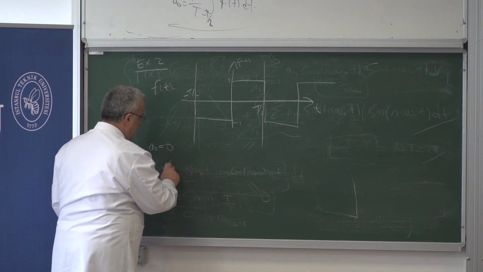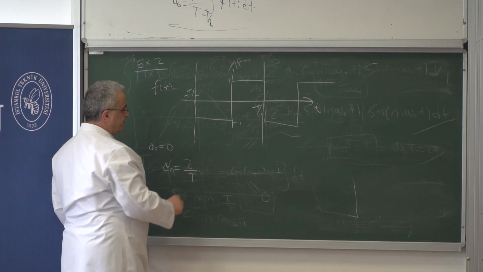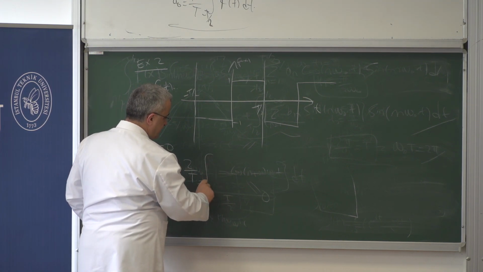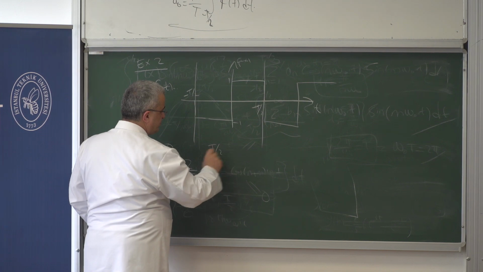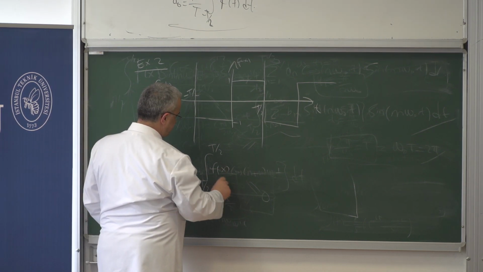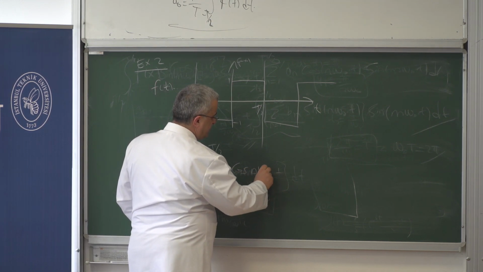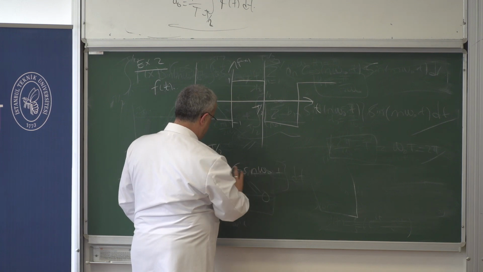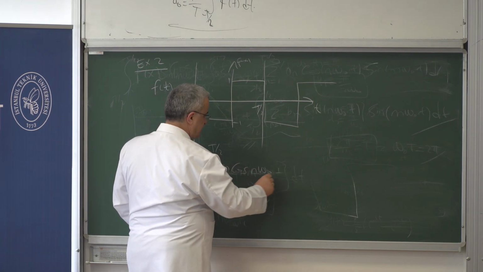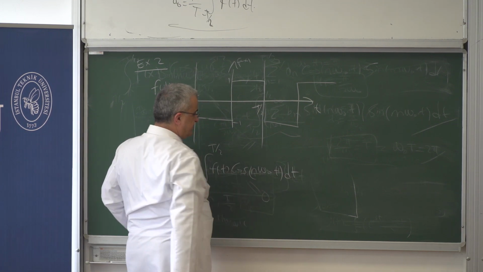a_n. What is a_n? 2 over T, integral from minus T over 2 to plus T over 2 of f of x, cosine n omega 0 t, f of t dt. Okay.